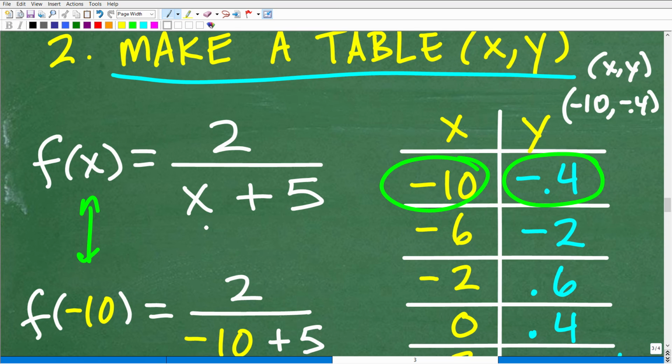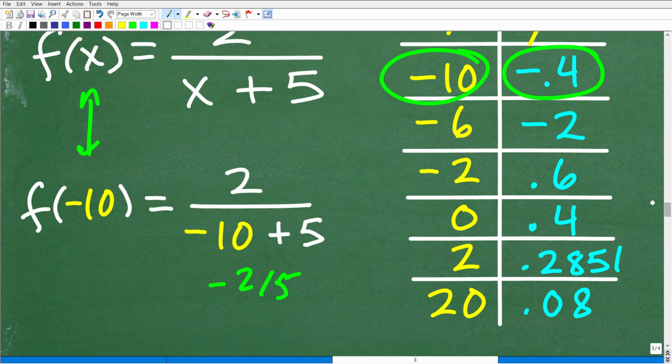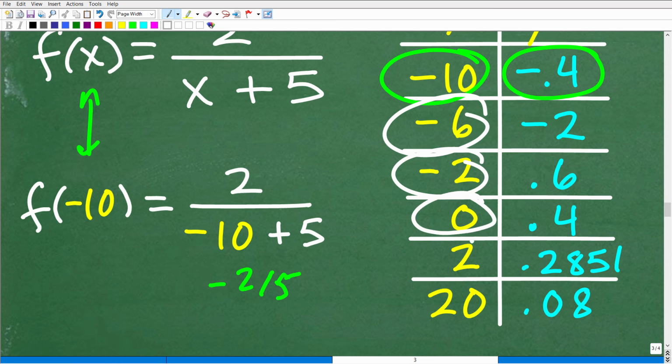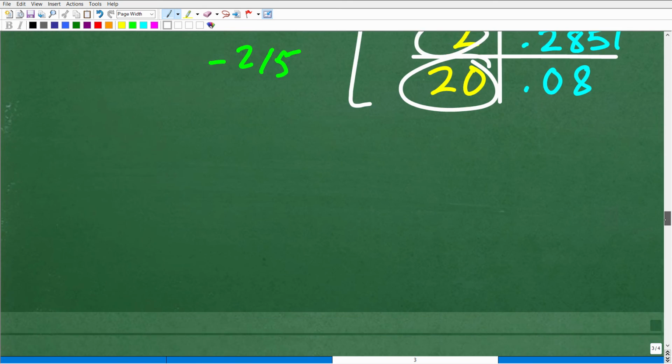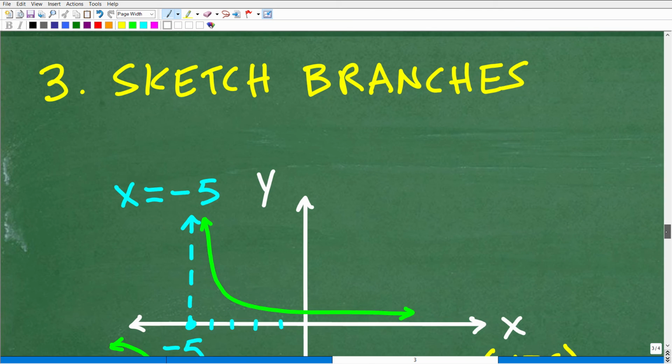Okay, so we're going to be playing connect the dots, but we need more dots to really see what's going on. So you just follow through and do the respective work here for these points. Use your calculator, by the way. You can work with fractions if you are not able to use a calculator. That's perfectly fine, but get enough points so you can plot them. Okay, so now that you have your table, you're going to go ahead and actually sketch the branches out.